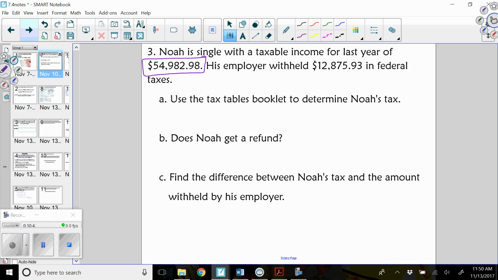All right, so guys, in your tax table booklets, we need to look up and see where Noah's income falls. 54,982, and Noah is single. Good. Noah's tax should be $9,515. And again, that's just looking in your tax table booklet. I looked under the box that was $54,000, went all the way down, and found underneath single how much his tax was.